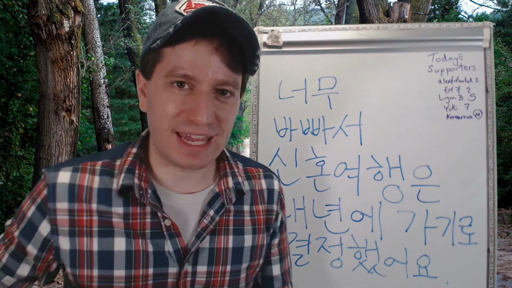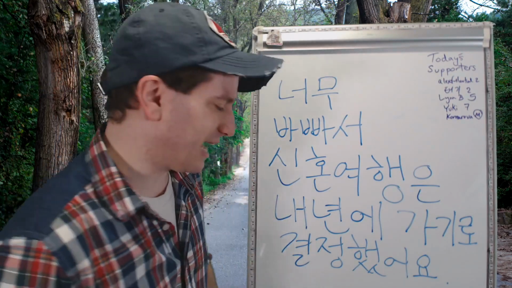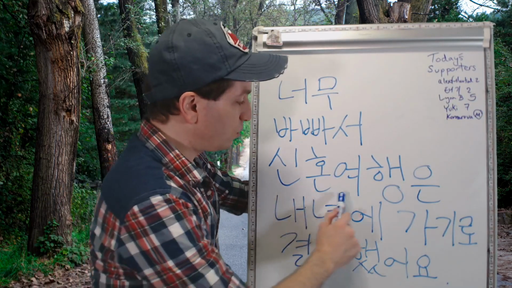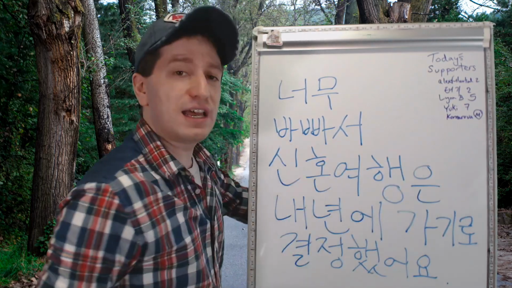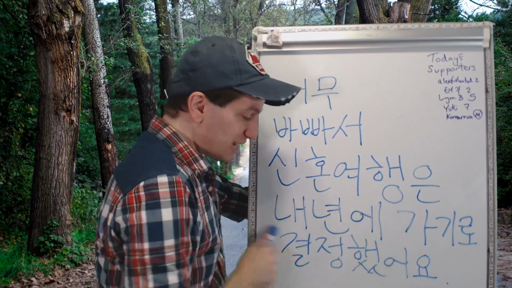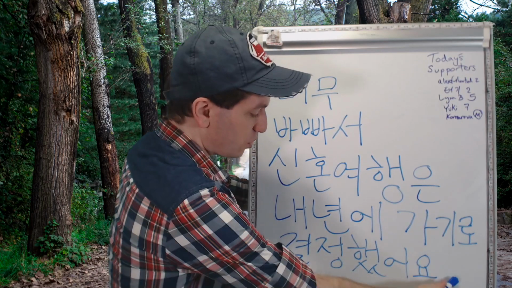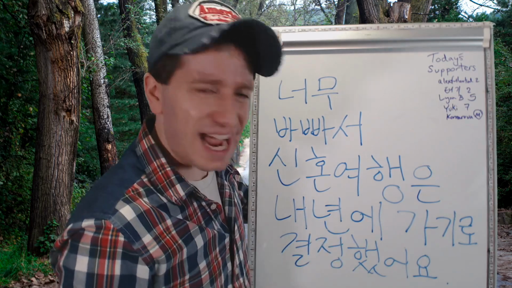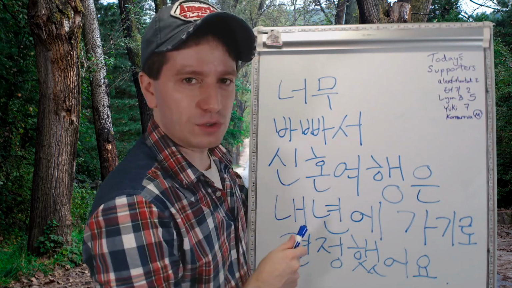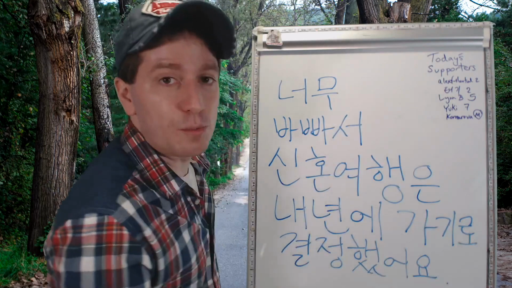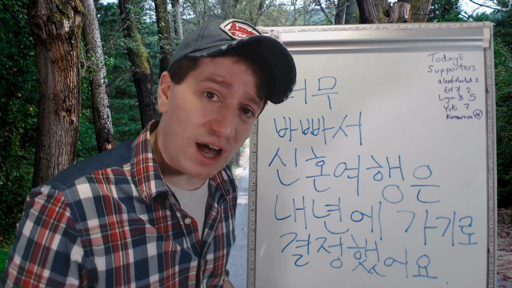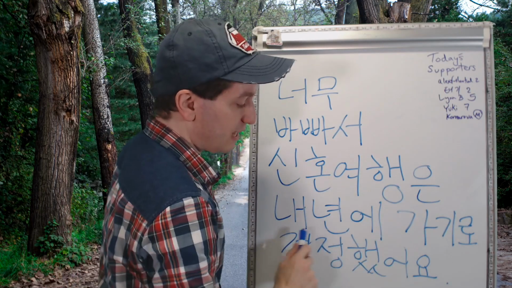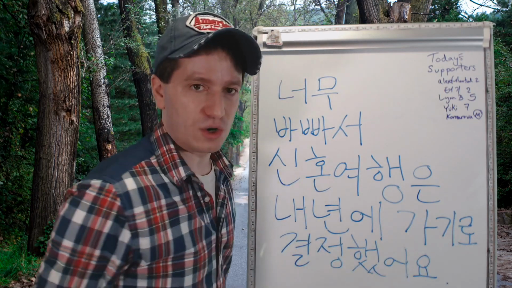Here is an example where we get a different verb besides just 하다. 너무 바빠서, because we are so busy or too busy. 신혼여행은, so as for the honeymoon, 내년에, next year, 가기로 결정했어요. We decided to go next year, as for the honeymoon. Because we're too busy, we decided to go on our honeymoon next year. 너무 바빠서 신혼여행은 내년에 가기로 결정했어요.